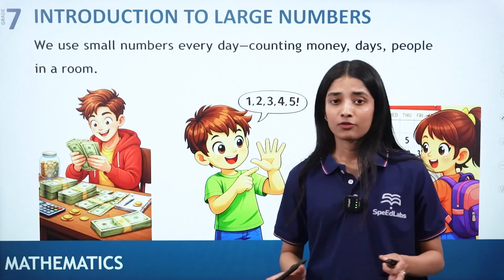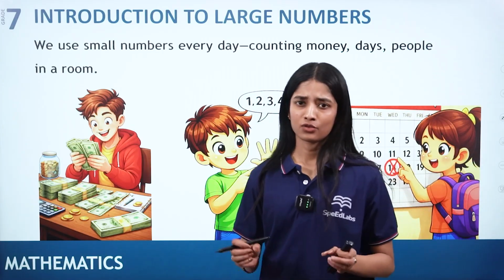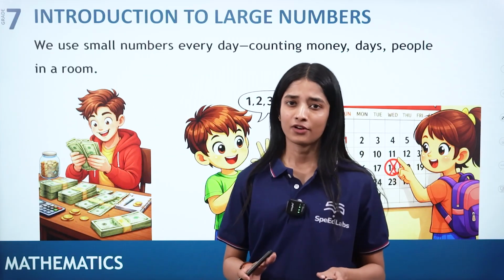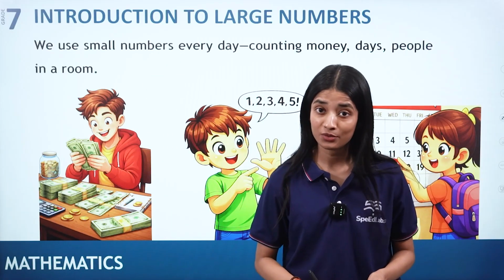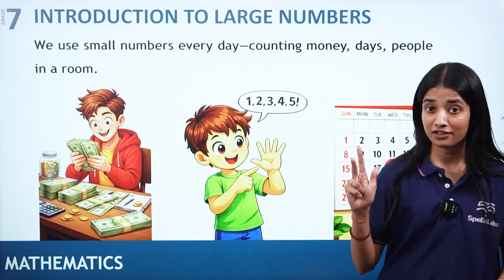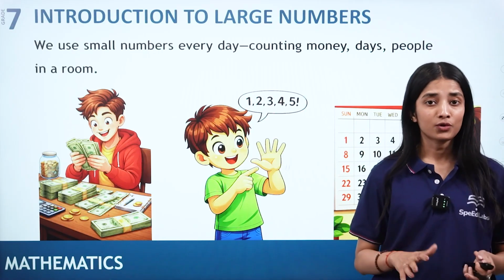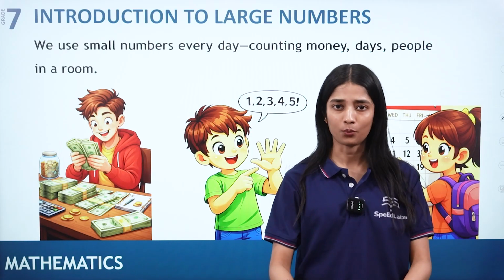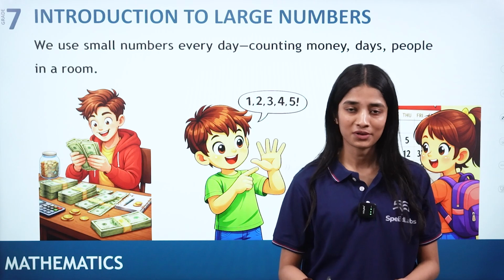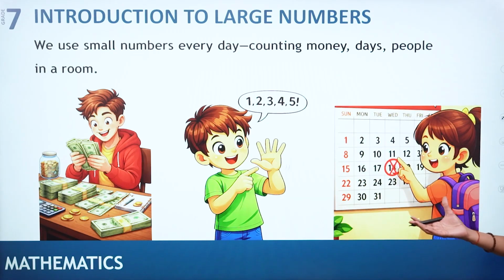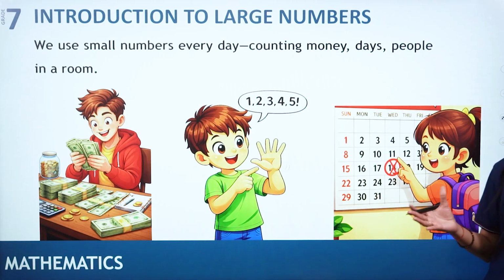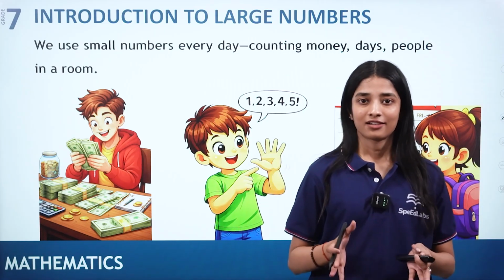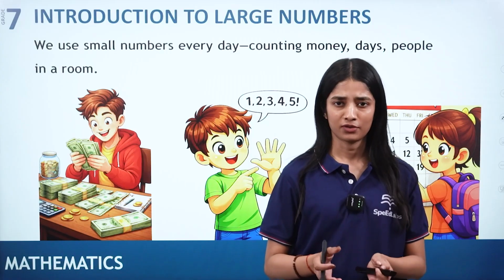We use numbers in our day-to-day life so many times, right? Small numbers we use in so many different types of activities. For example, for counting money we use numbers, for counting our fingers also. Or if you want to count how many persons are there in a room, we use a small number to count. And to see the dates in a calendar we use small numbers like 1, 2, 3, 4, 5, 6 up to 30, right? These are very small numbers which we use in our day-to-day life.